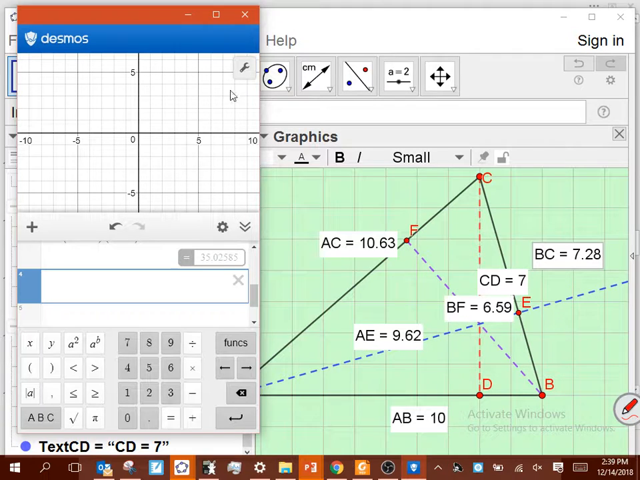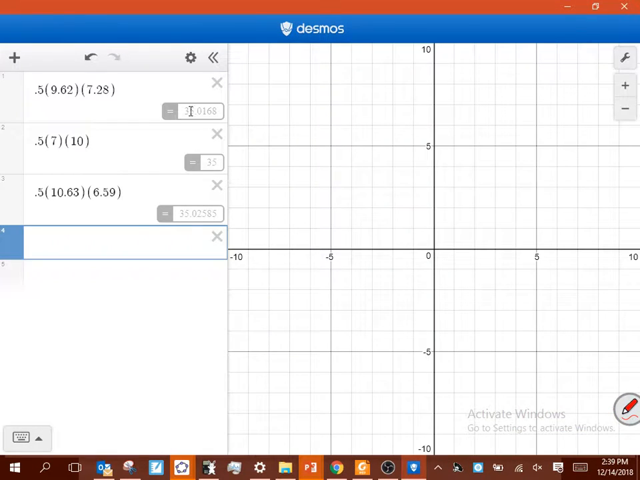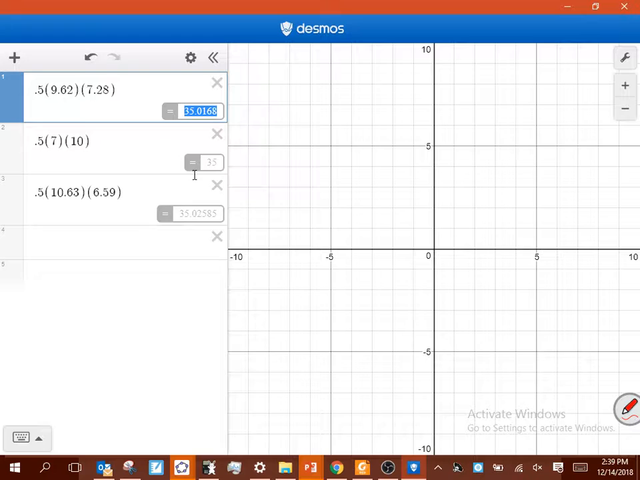Okay, and again, we're getting pretty close to that number right there. But if we had a better rounding of the 10.63 to 6.59, all those areas would be identical. Does that make sense to everybody?